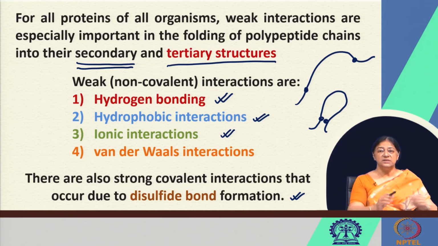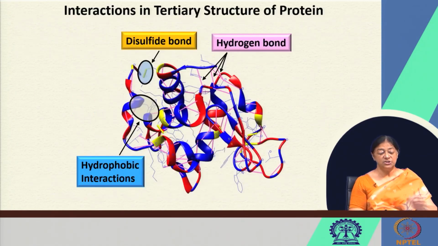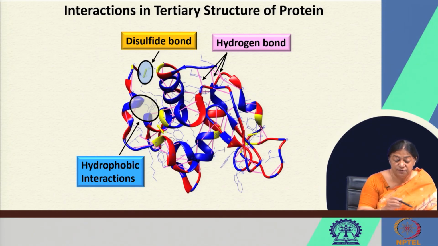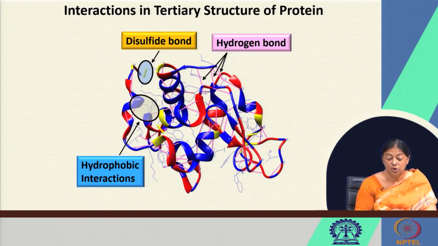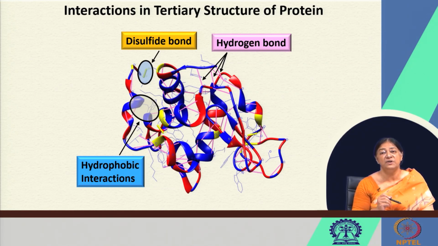The important part is learning how these interactions help in the tertiary structure. So, when we look at a tertiary structure, we have the formation of the disulfide bond. We have the formation of the hydrogen bond, not only now within the alpha helix or within the strands of a beta sheet, but also interstrand, or between the helix and the strand, and so on and so forth. And these are mostly through side chains.